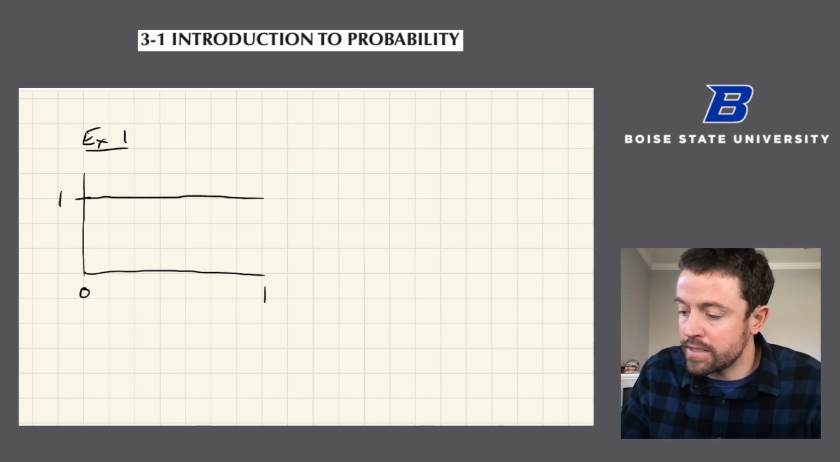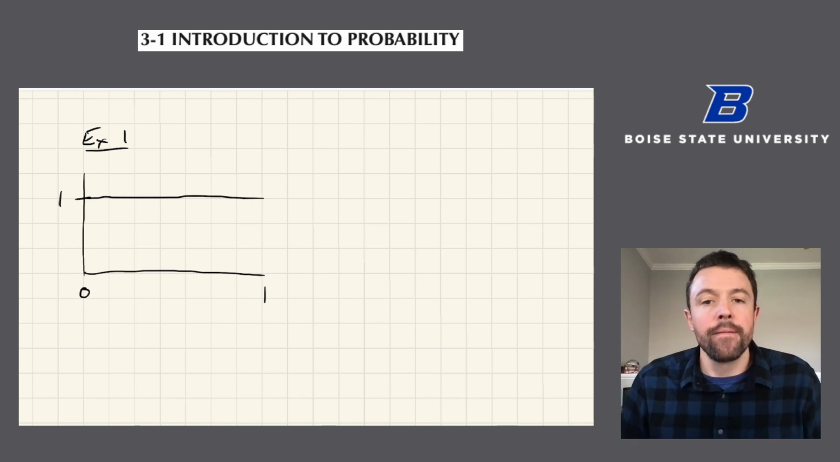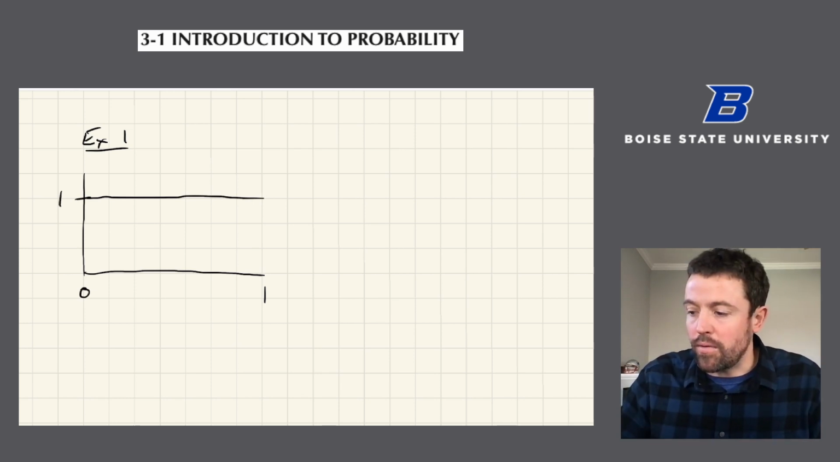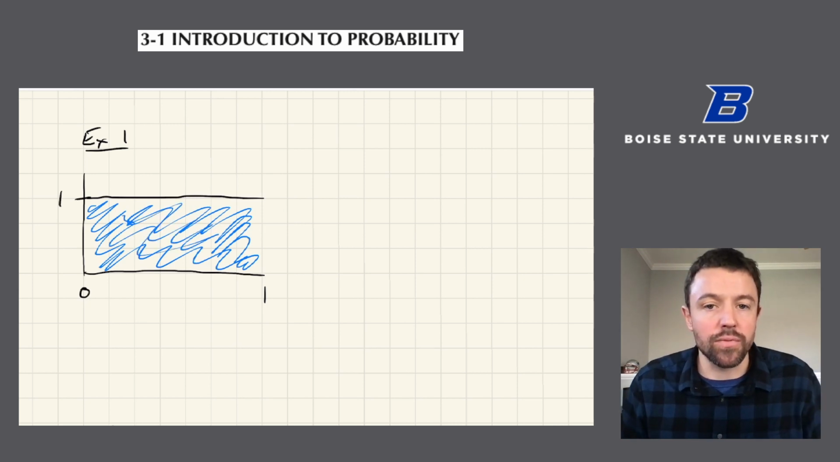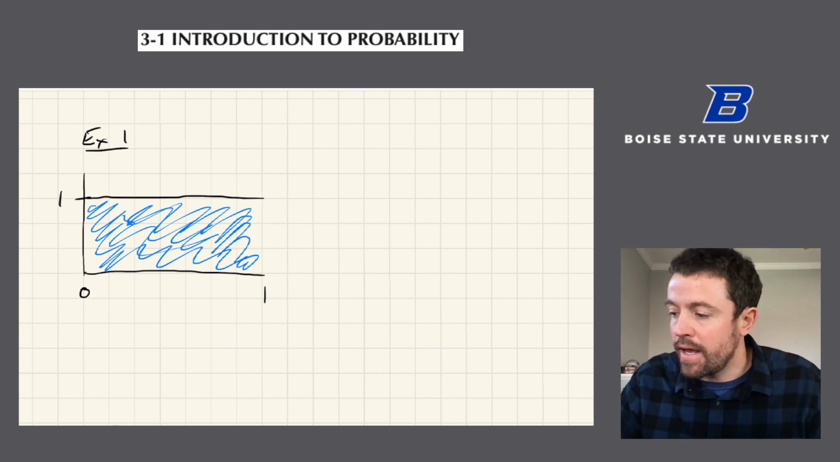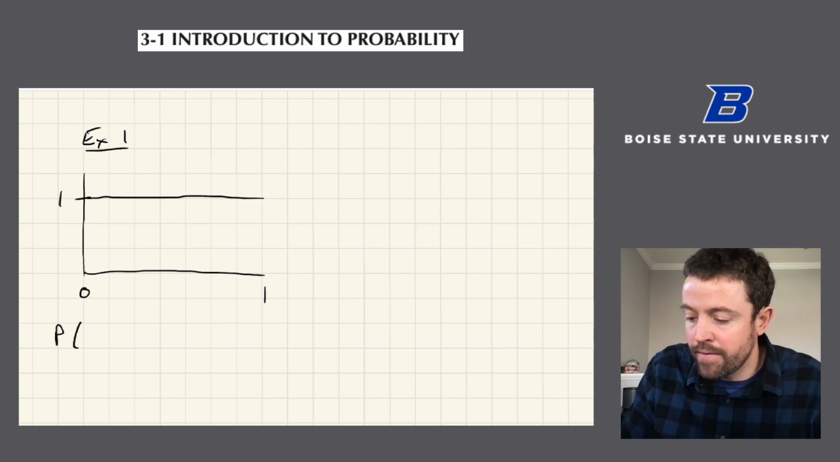And I think of this graph here as representing my probability. What I mean by that is I'm going to choose some number between 0 and 1. And so the total area under this graph, the base length is 1 and the height is 1, so the total area is 1. So something will happen. I'll pick some number.